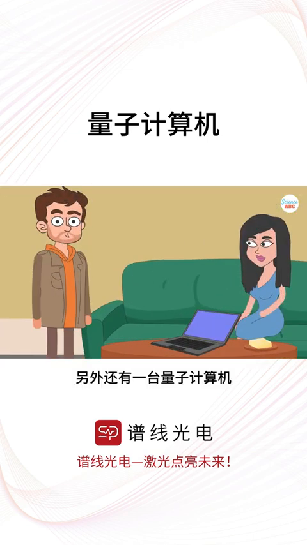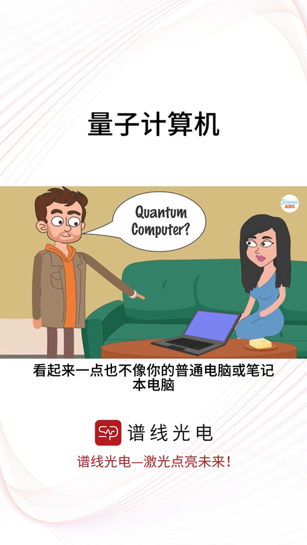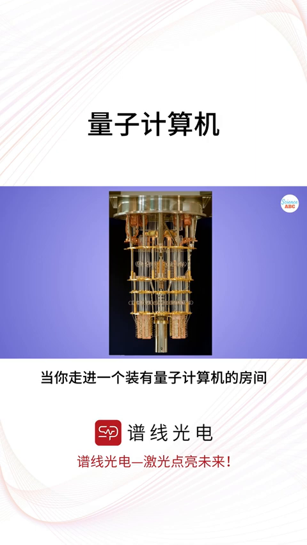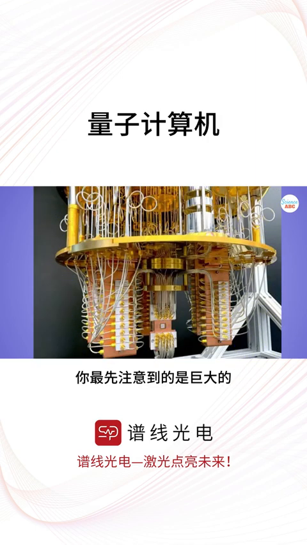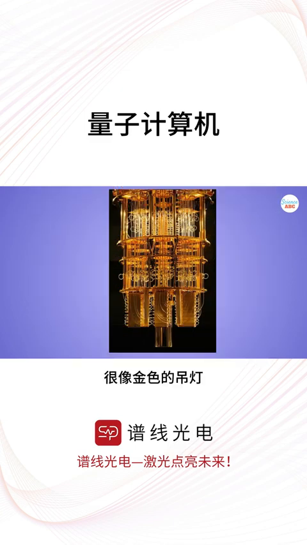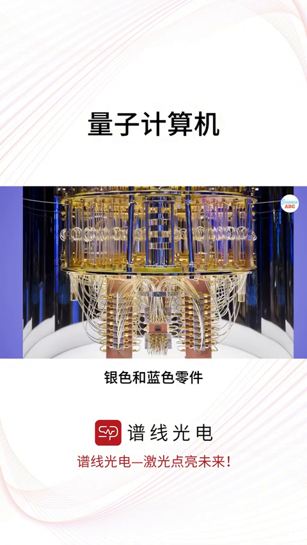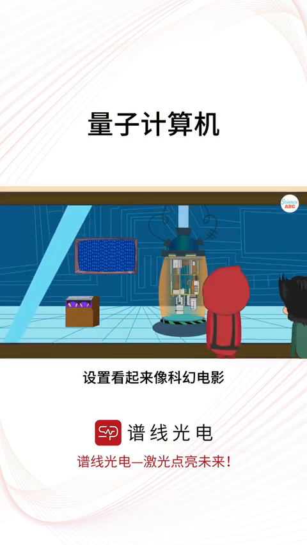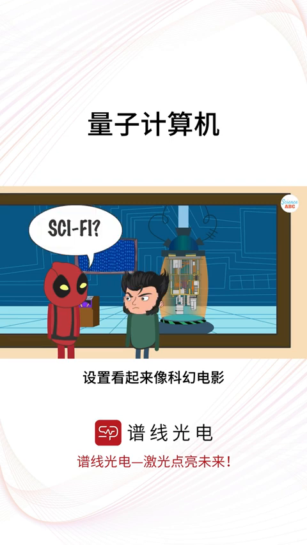Additionally, a quantum computer looks nothing like your regular computer or laptop. When you walk into a room housing a quantum computer, what you'll most likely notice first is large, complex-looking machinery, much like a chandelier, with golden, silver, and blue parts. Around it is a maze of wires, tubes, and other intricate components. The setup looks straight out of a sci-fi movie.